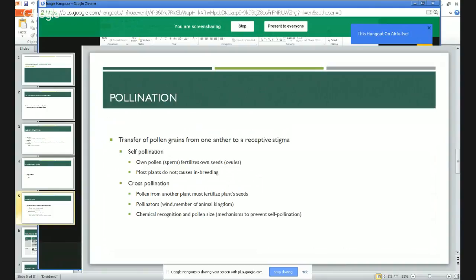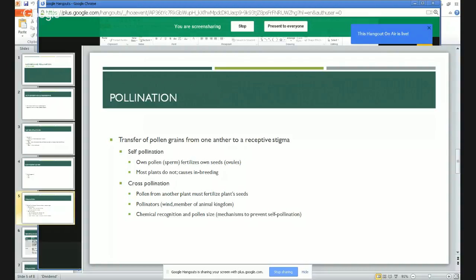where you've got the pollen from one plant fertilizing the seeds from a different plant. So this is the method that most plants take, is through cross-pollination, and it ensures genetic variation, outbreeding, stuff like that. Oftentimes, these plants will use pollinators to help spread the pollen. So it might be wind, or a member of the animal kingdom of sorts, so an insect, some sort of animal.